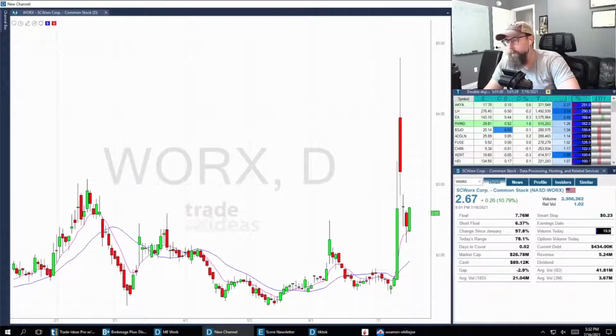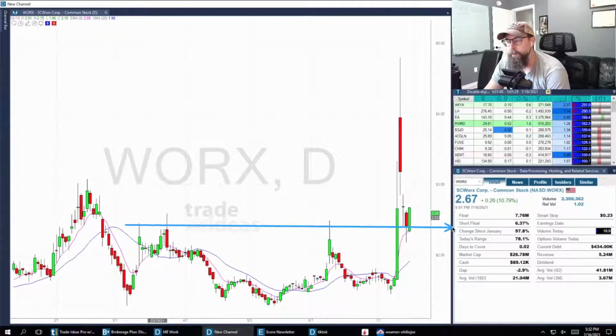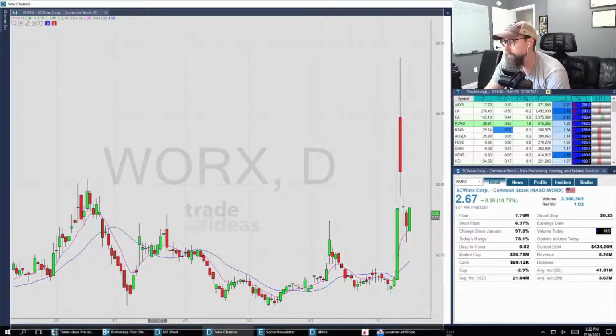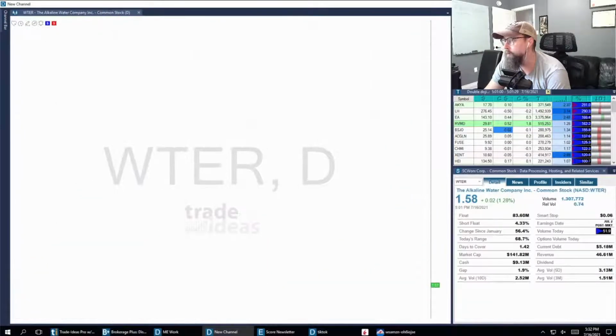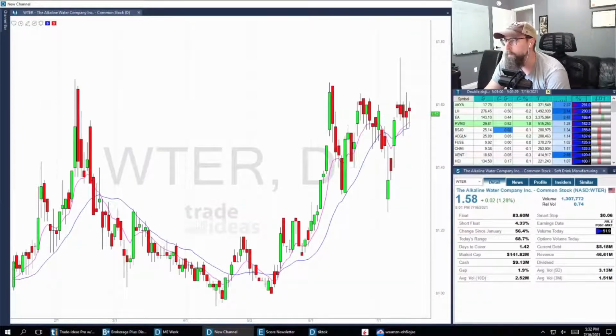This would be a more speculative play, but it's interesting. It just has a bunch of levels of interest here, and it pulled back to that after making this insane run. I'm going to add that one as kind of a for fun. You could get a good percentage move out of that with a very, very small amount of capital, which is something I always like to see.